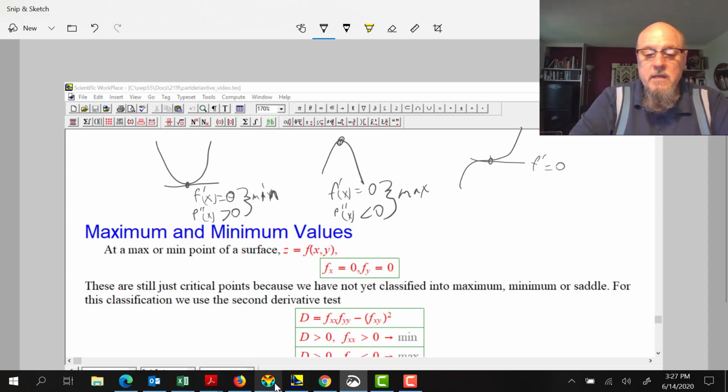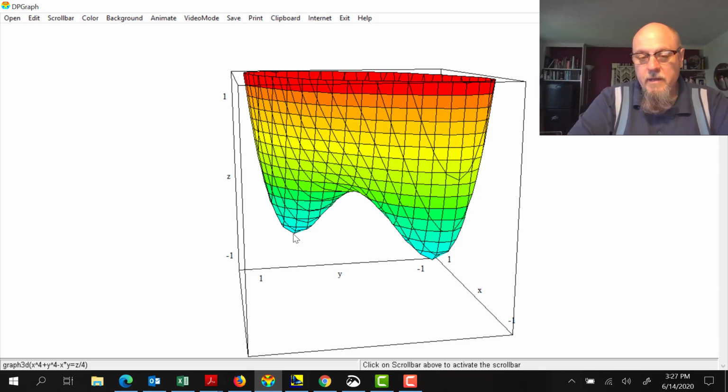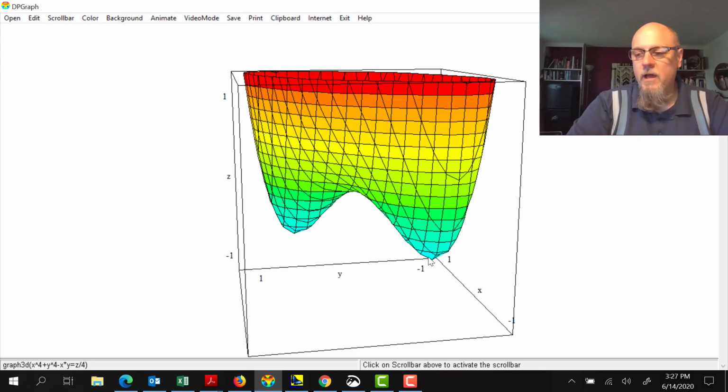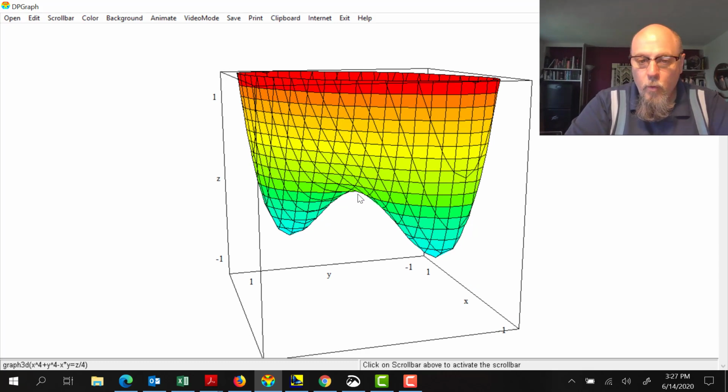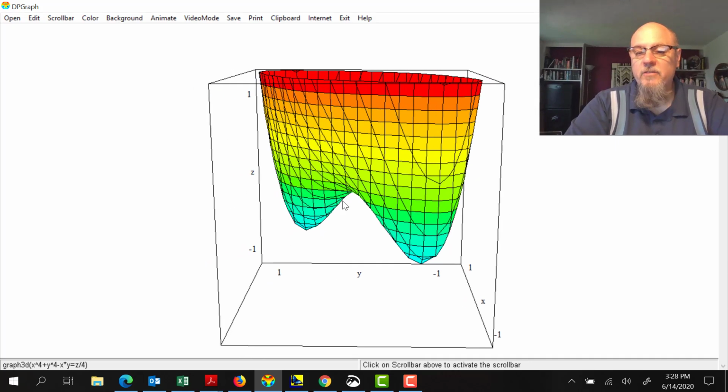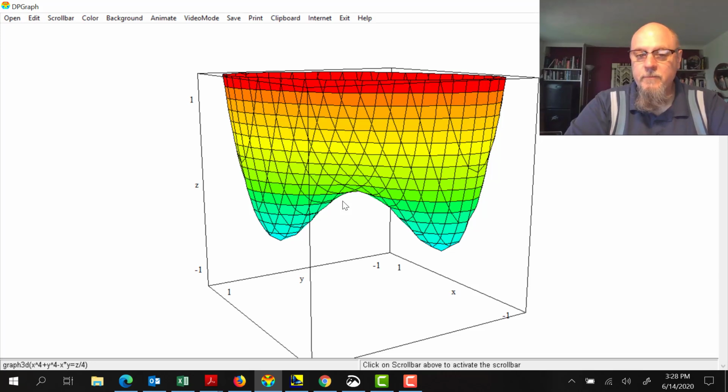So in 3D, this is clearly a minimum, a local minimum. Again, we're going to pull out the same language as we had in single variable calculus. We're going to talk about global maximum and global minimum and local maximum and local minimum. This point in the middle here seems like a critical point. It's important, but it's not a maximum or a minimum. It's not a local maximum or a local minimum.